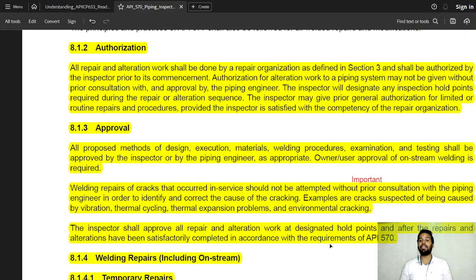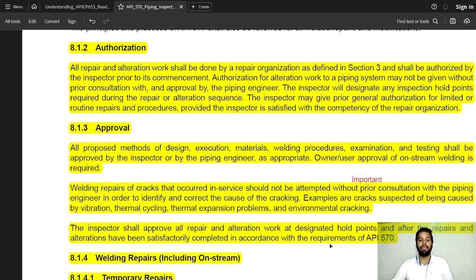This means the authorization will be given by the inspector with the consultation of the piping engineer. Okay, and if the piping engineer is consulted, the inspector will designate hold points also. So hold points are points beyond which no work can proceed until the hold point has been witnessed or examined.